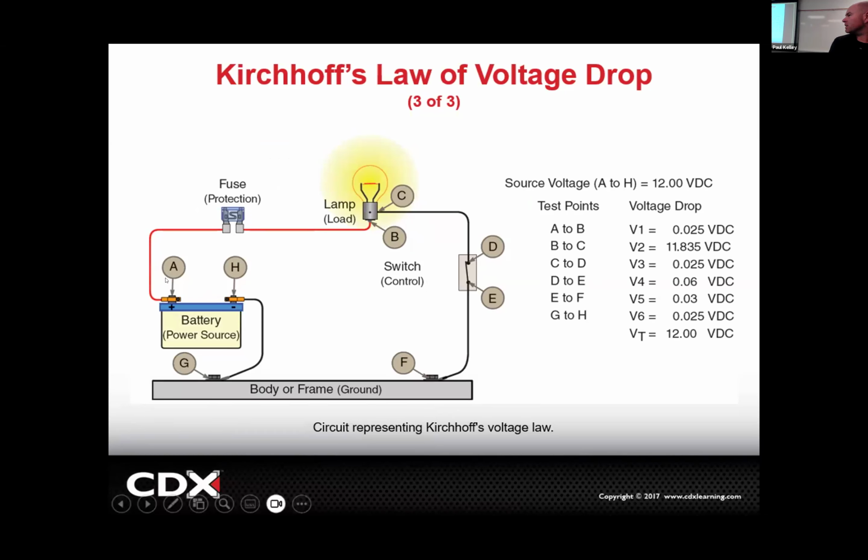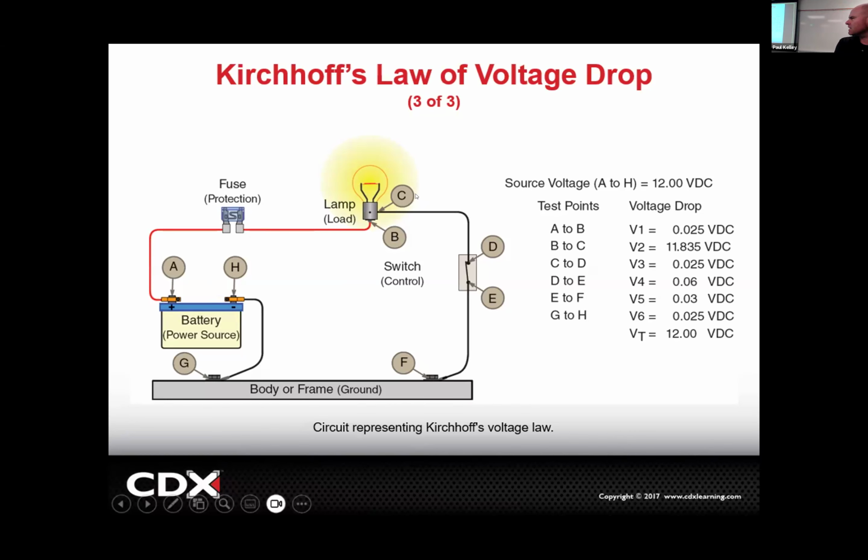Kirchhoff's voltage law is actually the main way we're going to diagnose a problem with a circuit. Point A of the battery, we could measure, and then we could go to the next point in the circuit, point B, and determine how much voltage has dropped. For now, just understand you could measure A, and you could measure B, and you could do the math. So if you had 12.0 and 11.9, you'd know it dropped 0.1 volts. But in this case, we're just not even going to make you do the math. We're just going to say from A to B, it dropped 0.025. That was voltage drop number 1.